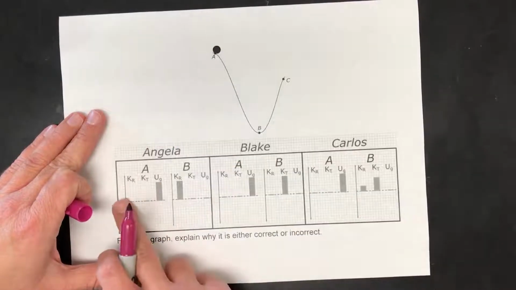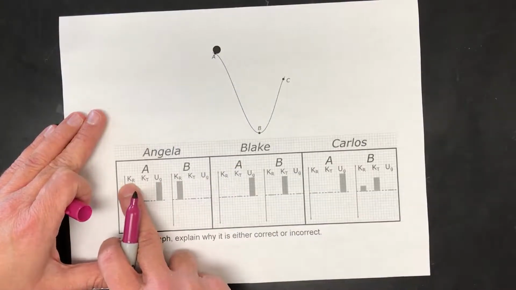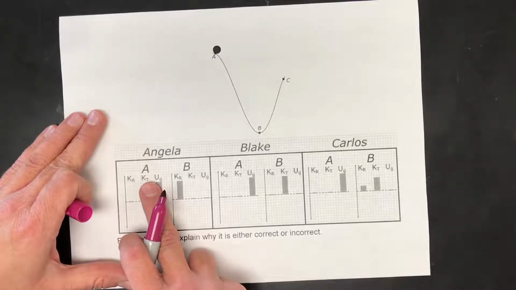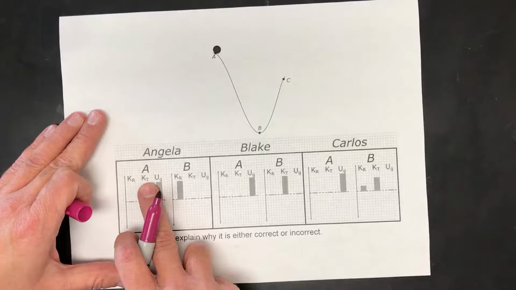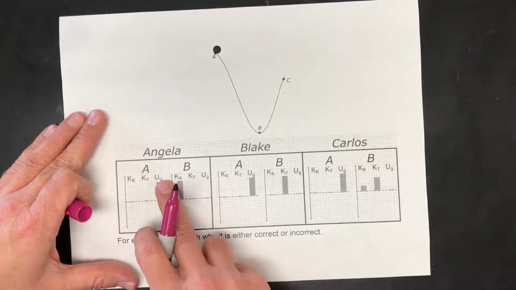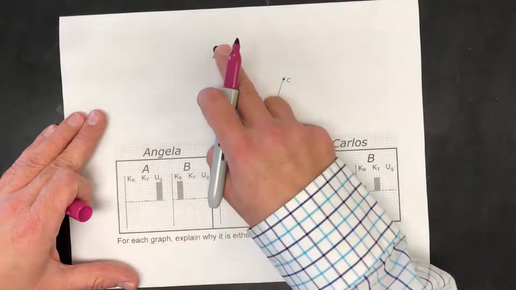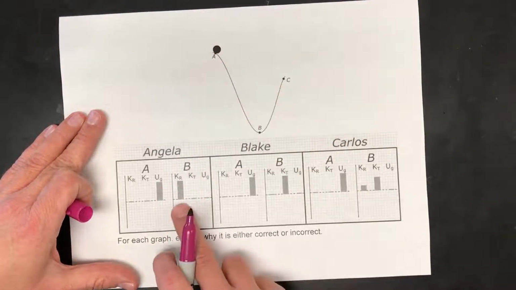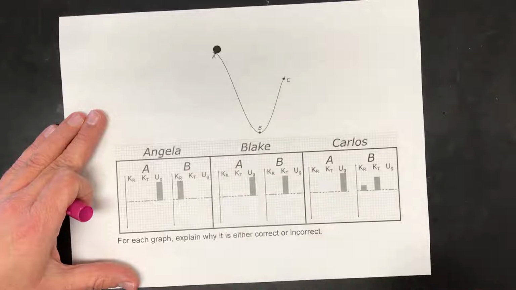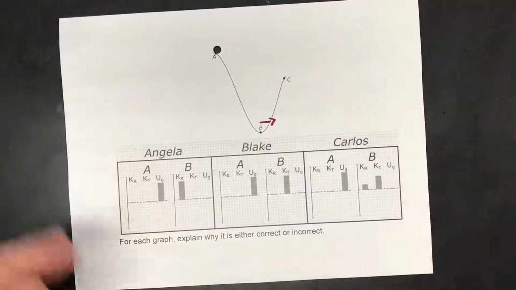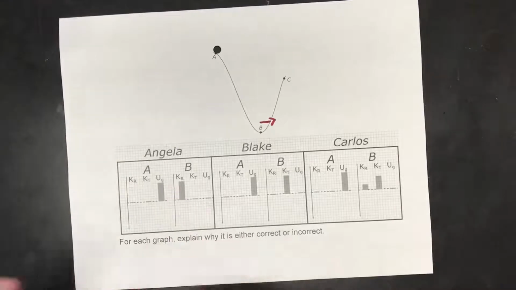Angela says up at A that it's got this KR, which stands for rotational kinetic energy, and the KT stands for translational kinetic energy. In other words, kinetic energy in a straight line. And then that's gravitational potential energy. So Angela says it's all gravitational potential energy up here at A when it starts from rest. And when it gets down to B, she's got it all as rotational. Well, that's not right, because we know that it's moving to the side as well. So it can't just be spinning, which is what this would indicate.